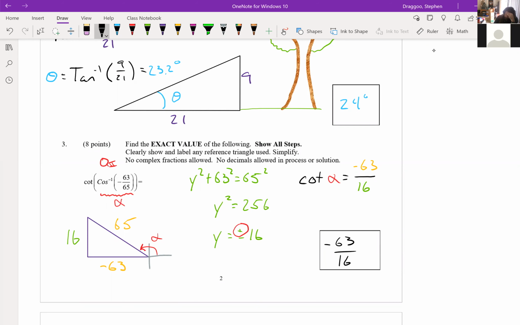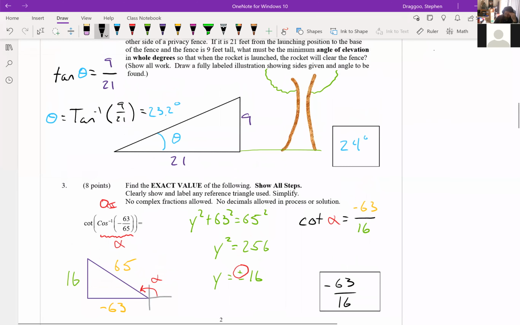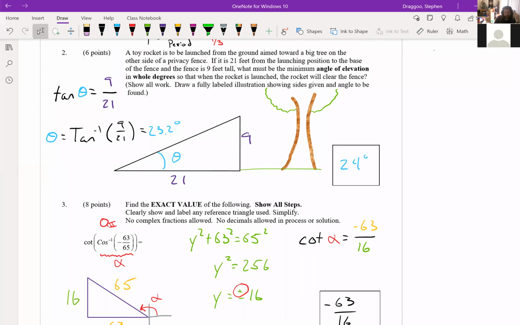So real quick, going back to the problem before, we had a question in class: why don't we just use regular tangent in question 2 as opposed to tangent inverse, which is what we actually used?